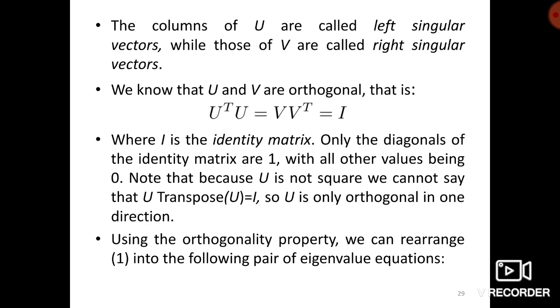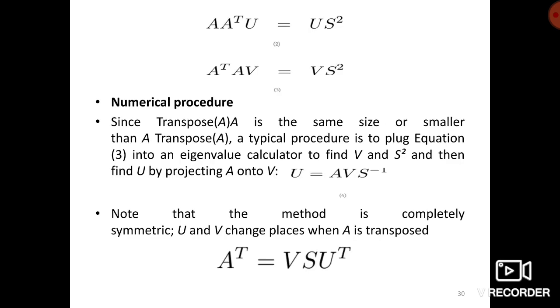Now the columns of U are called left singular vectors, while the columns of V are called right singular vectors. We know that U and V are orthogonal matrices. This is represented in the following way. Capital I is the identity matrix; only the diagonals of the identity matrix are 1, with all other values being 0. This is most important. Because U is not square, we cannot say that U transpose U is I. So U is orthogonal in one direction. Using the orthogonality property, we can rearrange into the following pair of equations.